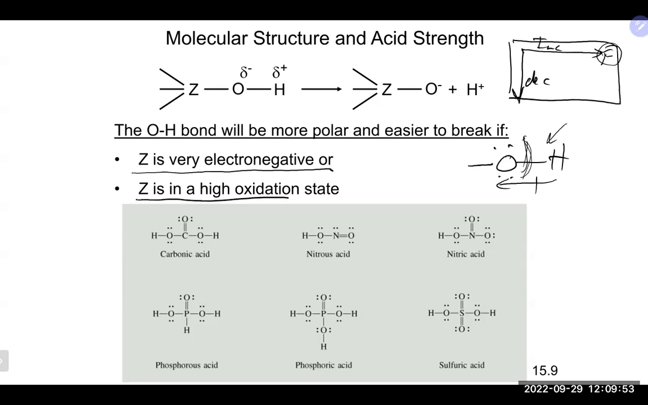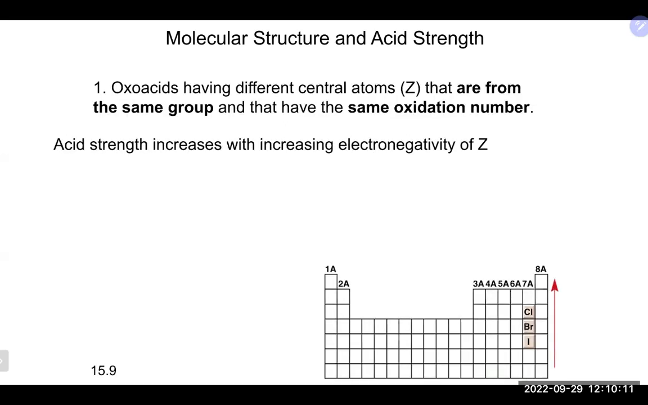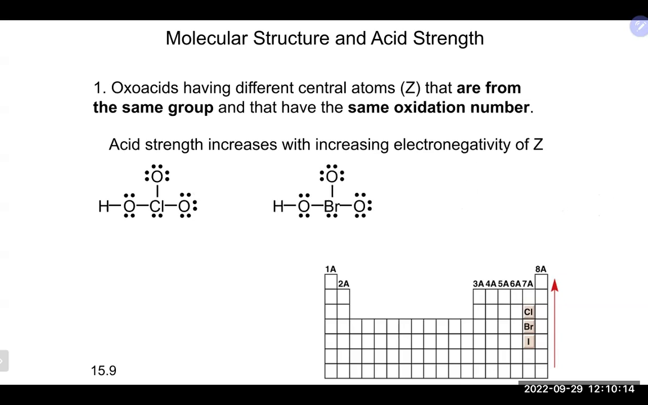In other cases, we will also look at the oxidation state or oxidation number of a particular element to help us decide which one is a stronger acid or a weaker acid. So let's look at both of these situations and when we would use one over the other. In a situation like this, where we have an oxyacid that has different central atoms from the same group, but the same oxidation number, the acid strength actually increases with electronegativity.